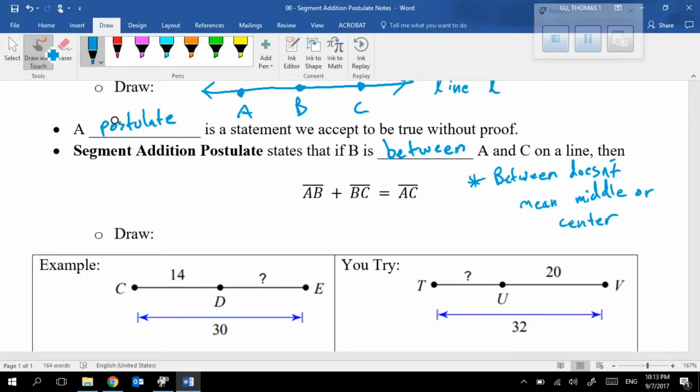If we have A, here's A, and we got C over here. There's C. There's the segment. And then B is between A and C on a line. So let's just draw B right here. B, there it is. See, it's between A and C, but it's not in the middle. It doesn't have to be in the middle.